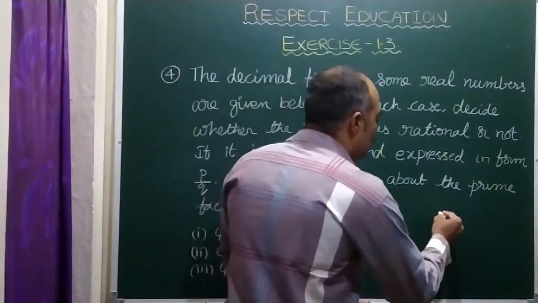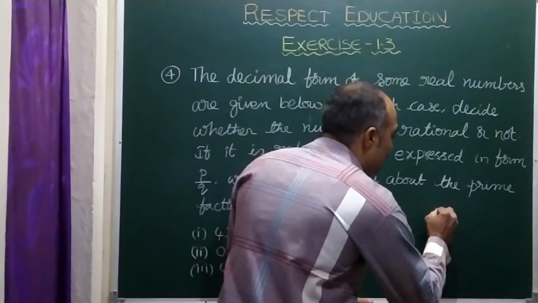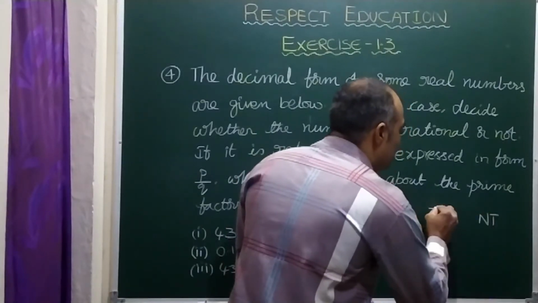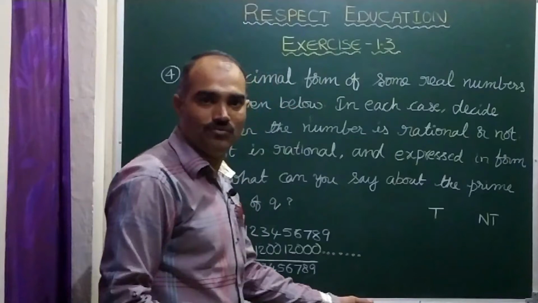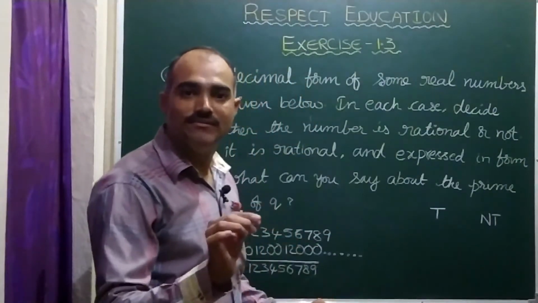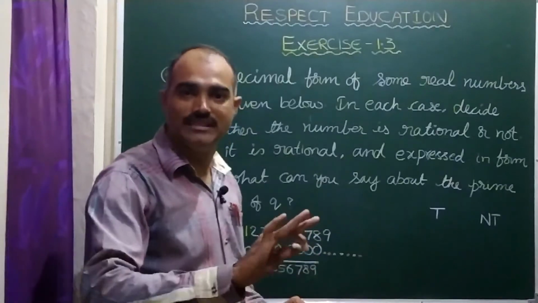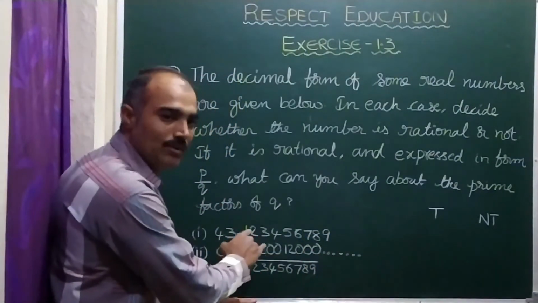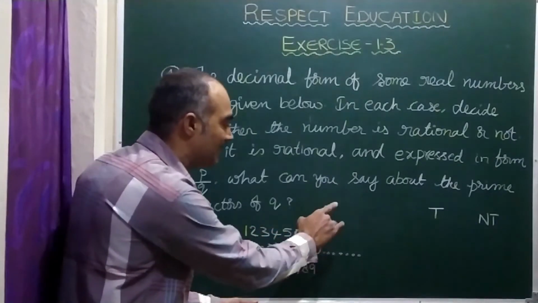See, there are two kinds of decimals, children: terminating and non-terminating. In an easy way I will say, children, you need to follow me clearly. Terminating means which has an ending, which is ended. So here you see, compare all the three, it is 43.123456789.